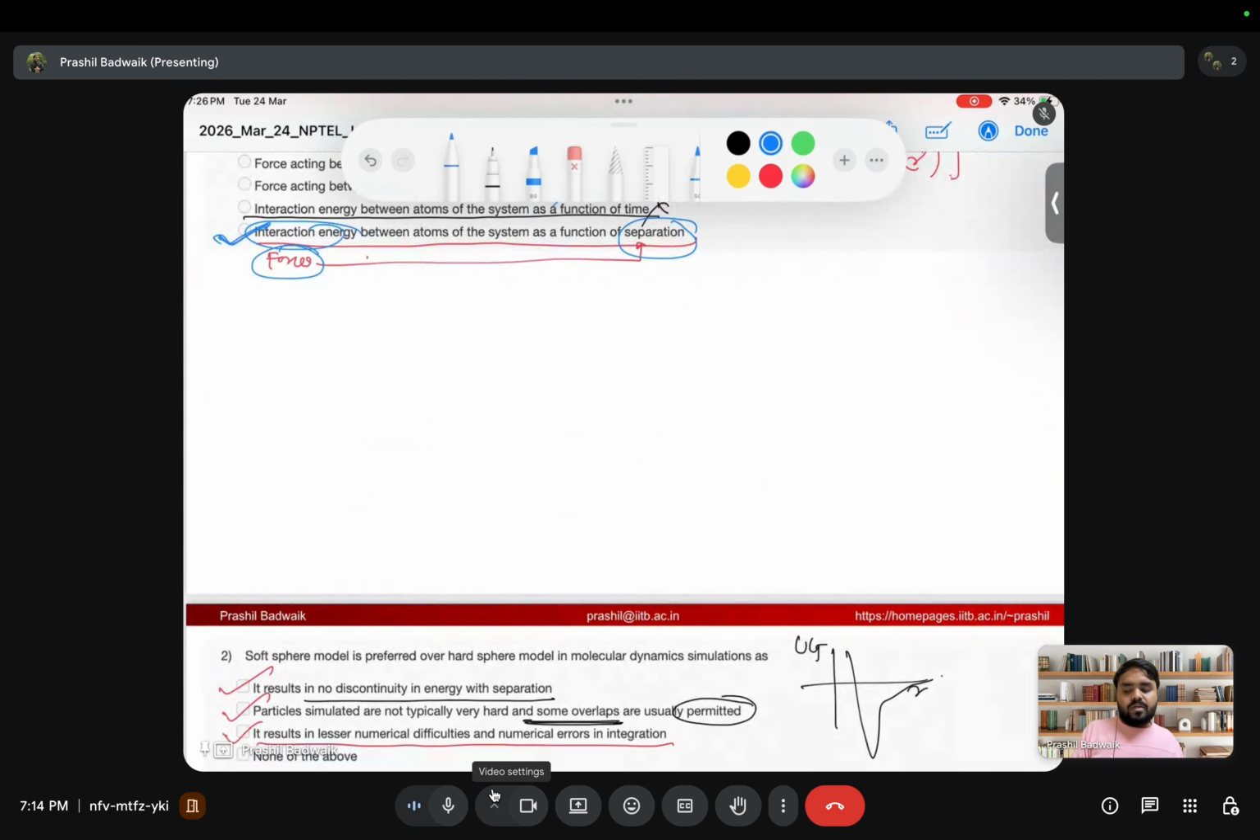We will meet in the next class, and we will discuss some more aspects of molecular simulations, and we will solve assignment questions similar to what we did today. If there are no more questions, we can stop the discussion here, and let's meet in the next class.